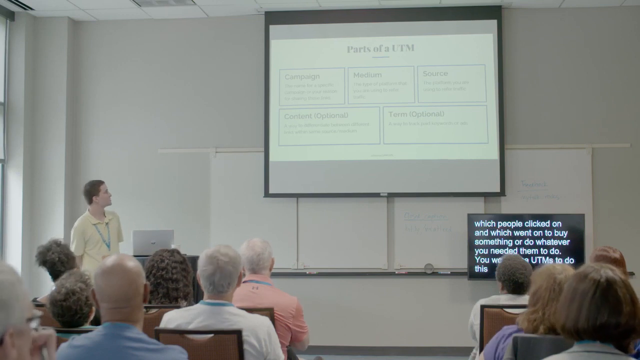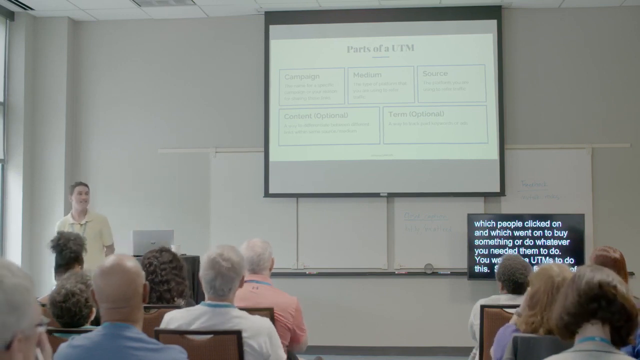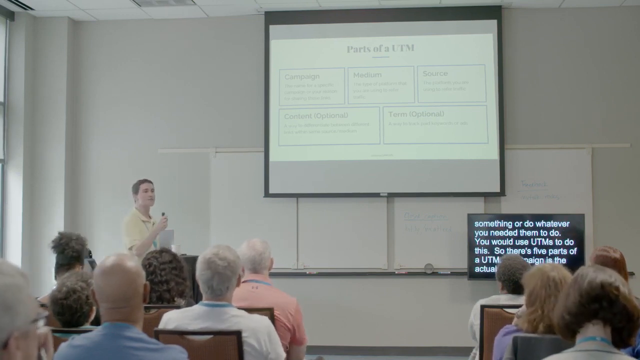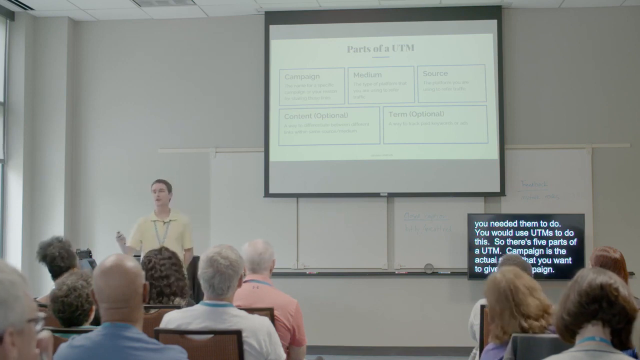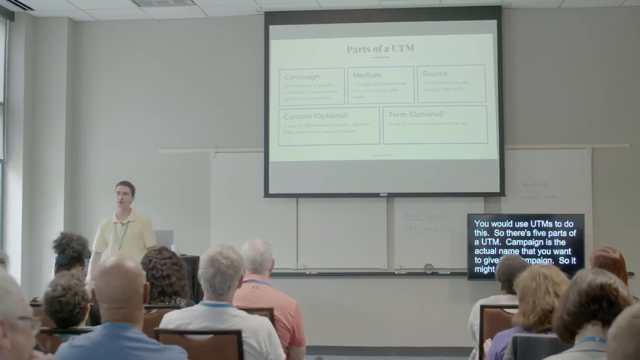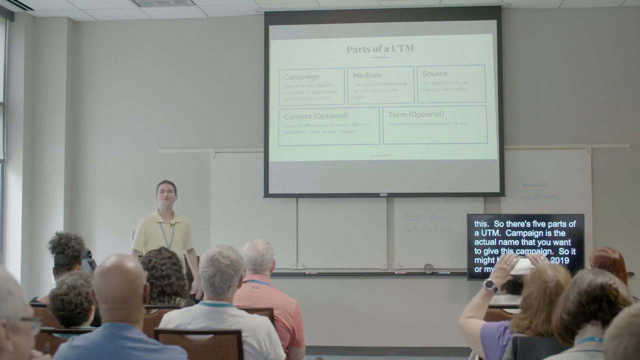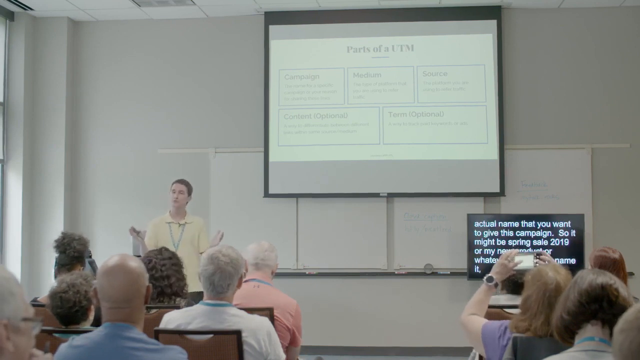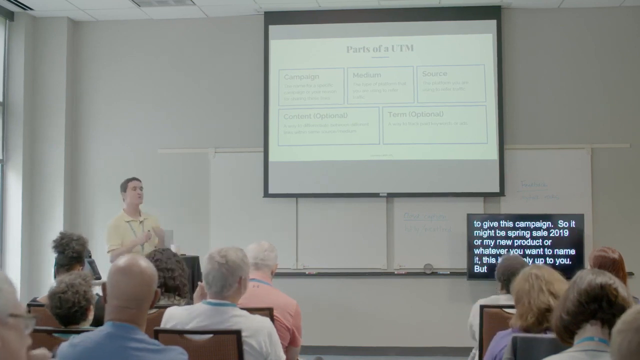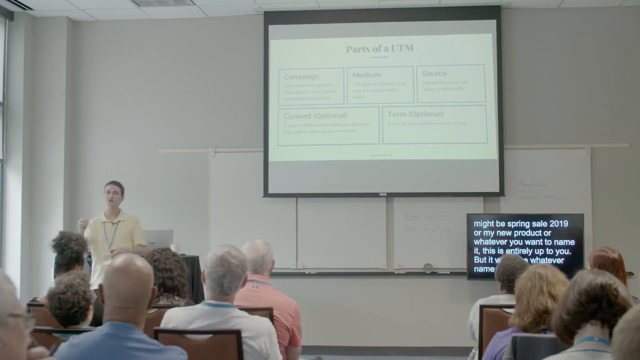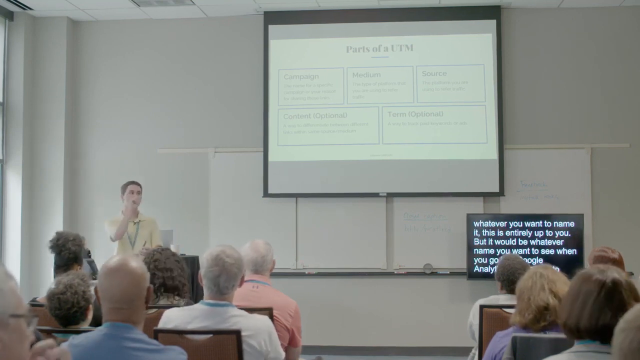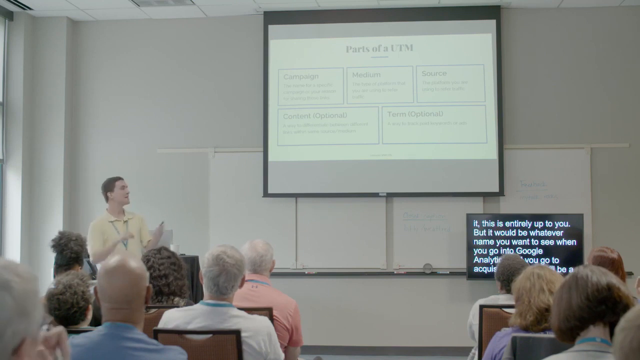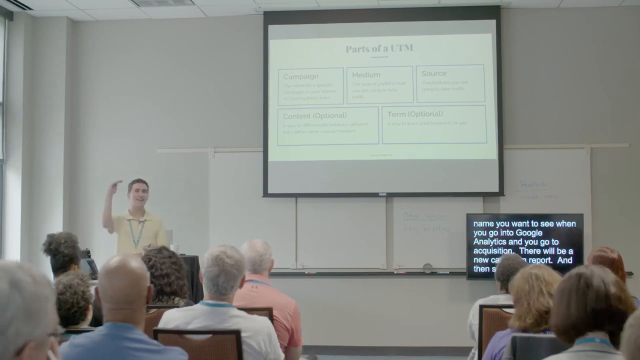So there are five parts of a UTM. Campaign is the actual name that you want to give this campaign. So it might be Spring Sale 2019, or my new product, or whatever you want to name it. This is entirely up to you, but it will be whatever name you want to see when you go into Google Analytics and you go to acquisition. There'll be a new campaign report, and they'll all be funneled underneath the campaign name.